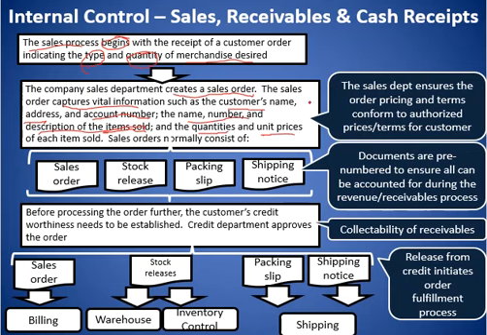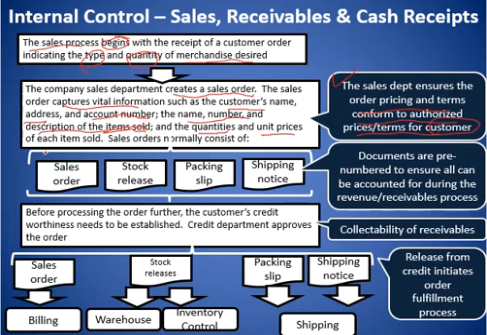Now, what that means also is when the sales department is performing this function, the sales department ensures the order pricing and terms conform to the authorized prices and terms for that particular customer. Remember, most pricing is a negotiated process, so not everybody is necessarily going to be paying the same pricing. So we have to make sure that the sales department concurs that the pricing and the terms that the customer says they're entitled to are the terms that the company has agreed to.